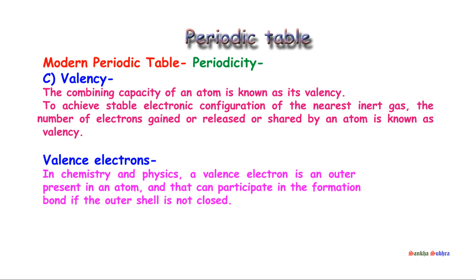To realize valency, first realize the valence electrons. In physics and in chemistry, the valence electrons are the outermost shell electrons present in an atom that can participate in the formation of a chemical bond if the outermost shell is not closed.